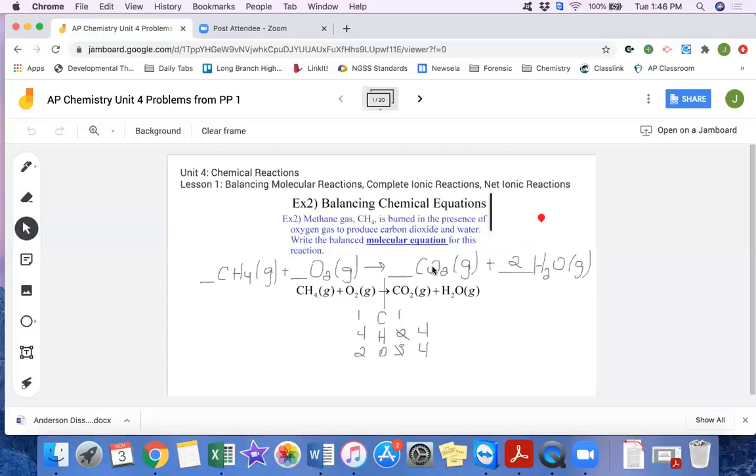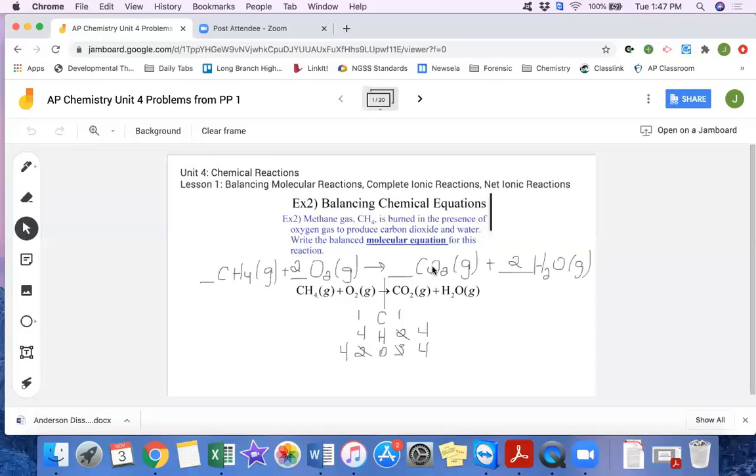So our carbons are balanced, our hydrogens are balanced. Lastly, we have to balance our oxygen. We go to the side with the smaller amount, which is the left side, and we want to make it so that we have 4 oxygen. Remember, the only way we can do this is by adding coefficients. So we're going to add a 2 in front of the oxygen, and that's going to change how many oxygens we have on the left side of the equation, making it 4.